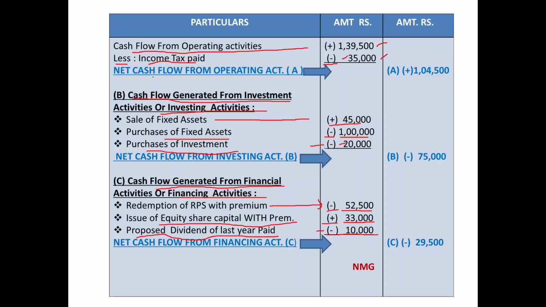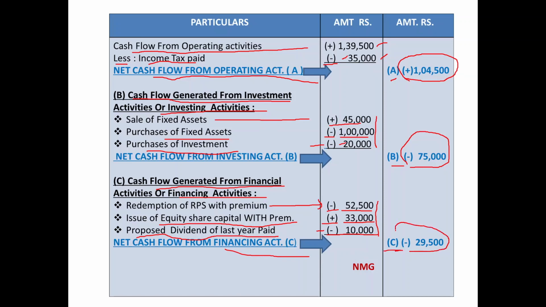That gives the final answer of net cash flow from operating activities, A, plus 1,04,500. Total of B, 3 items are there, the total of which is B, minus 75,000. Total of C, financing activities, 3 items are there, the net cash flow from financing activities C, minus 29,500. So we got the answer of A, B and C.